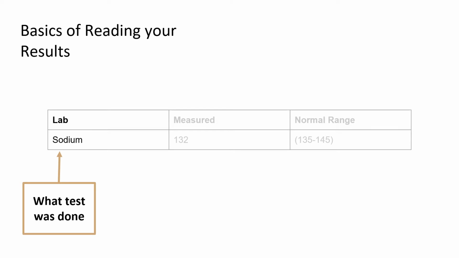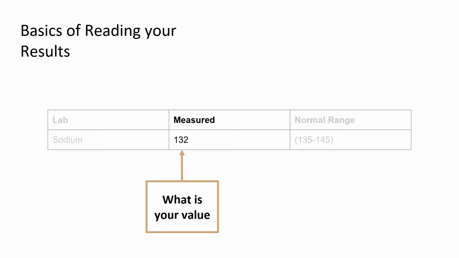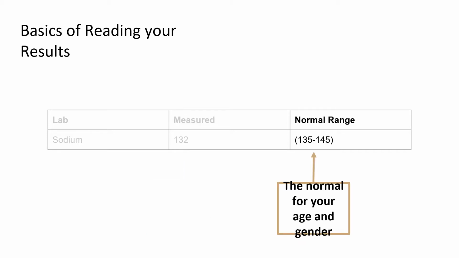Your lab results could seem very overwhelming, but let's break it down. These are some basics when reading your results. The lab is the test that was done, which in this example is sodium. You will get a measured column, which is your level for that test. You will also see the normal range for any given lab for your age and gender.